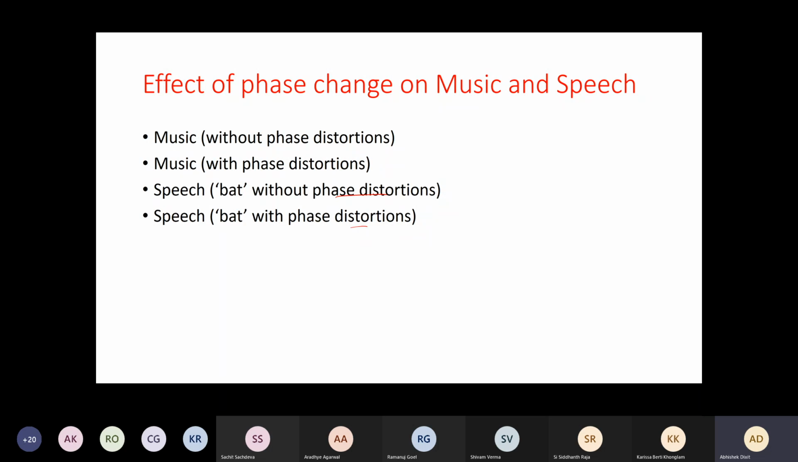To summarize, we have seen different kinds of filter designing: low pass, high pass, all pass. And we have seen that by suitably choosing the locations of poles and zeros, we can create different kinds of filters. Now I am focusing on a specific kind of filter, the all pass filter, and we are trying to understand how music responds to these all pass filters. So let us first hear the music without phase distortions.